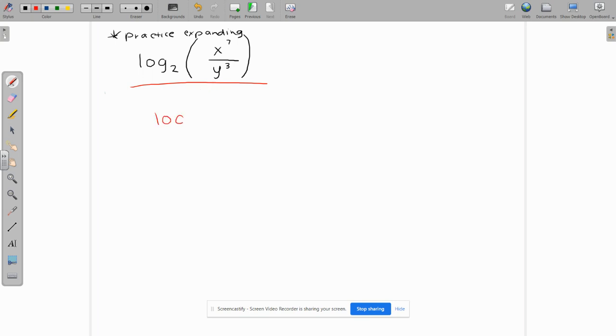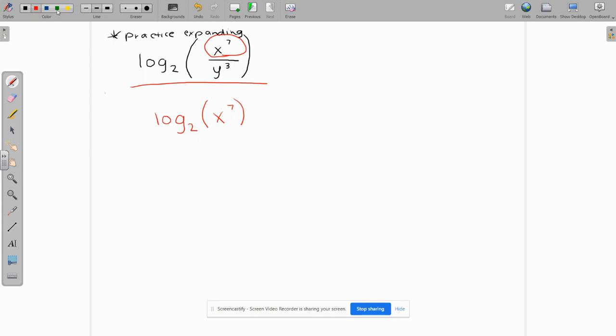And I want to make sure that whenever I am expanding anything, my log will always stay the same. So if my initial thing has log base 2, all of the separate parts of my expanded function are going to be log base 2. So taking a look at this, I can start off with log base 2 and then what is being divided. So since x to the 7th is the numerator, I know that that will be my first, and that comes before the y cubed. So I have log base 2, x to the 7th.